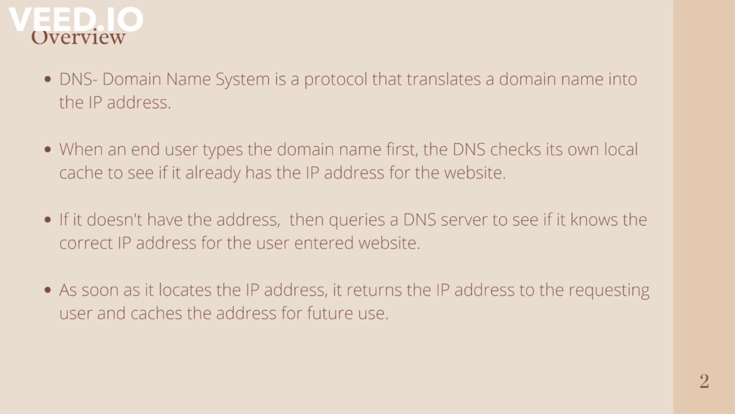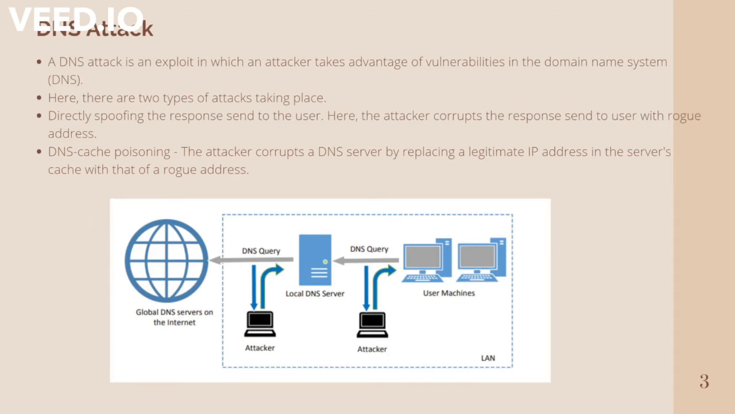For example, if you open your browser and enter a website like www.google.com or facebook.com in the address bar, the DNS server will first look into the cache. If the address is found, it will return that IP address to the user's website. If it doesn't have the address, it will query the DNS server to see if it knows the website's IP address. As soon as it finds the IP address of the website, it will return that address to the user.